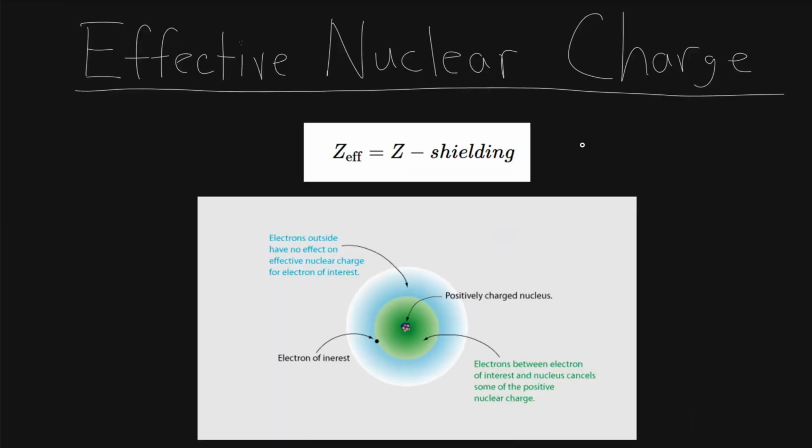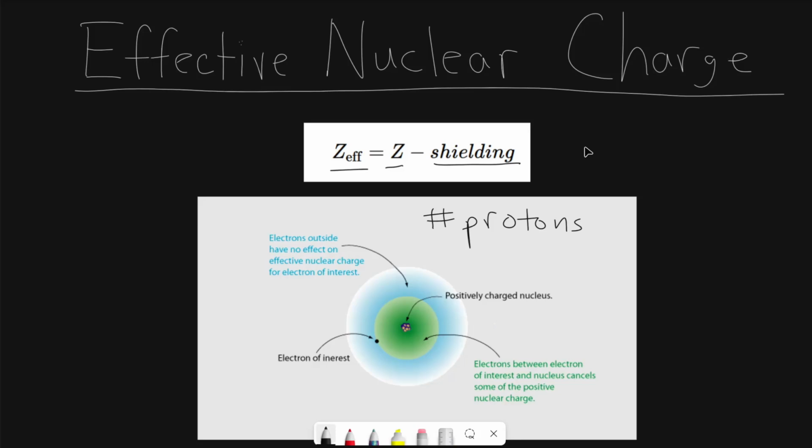So I'd like to go over a very important idea here, which is key to understanding the periodic trends that we're going to discuss after this point, and it's called effective nuclear charge. So this formula here shows us that the effective nuclear charge, which is written as Z effective, is equal to the nuclear charge, which is the number of protons in the nucleus, which is also known as the atomic number, subtracted by the shielding electrons will give you the effective nuclear charge.